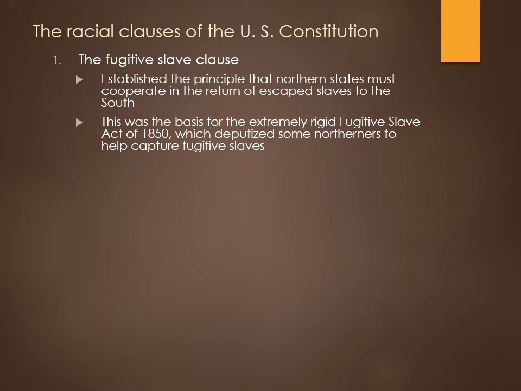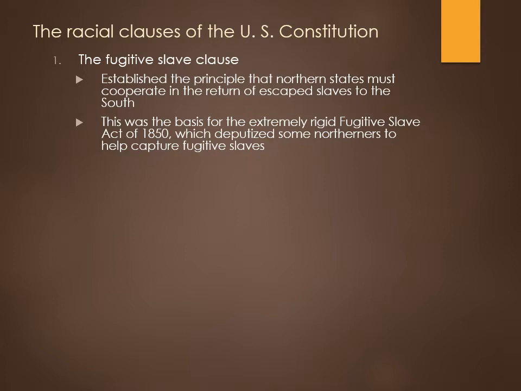It established the principle that northern states were legally required to cooperate in returning escaped slaves to the South. And this became extremely more controversial during the 1850s, after the Compromise of 1850 and the passage of the Fugitive Slave Act, which was extremely aggressive. It actually deputized some Northerners. It legally sort of drafted them to join posses to help capture fugitive slaves. And this drove a large wedge between North and South, even greater than the one that had already existed.